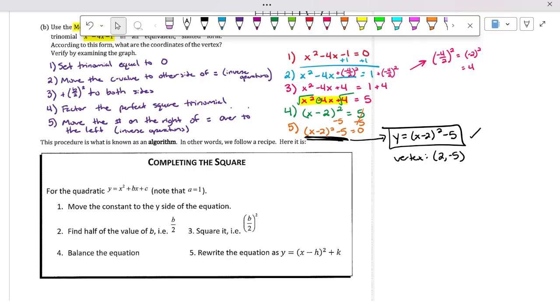So completing the square is not hard. It's just a lot of steps. So that's why I wrote out the steps and then did them in order next to it so you can see where it lines up. Any questions?